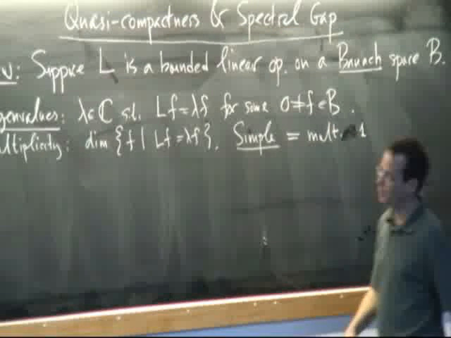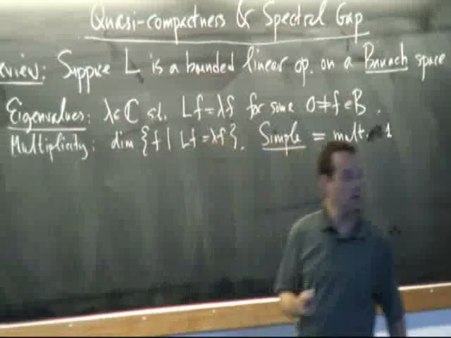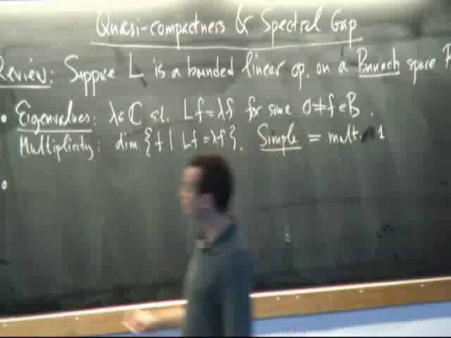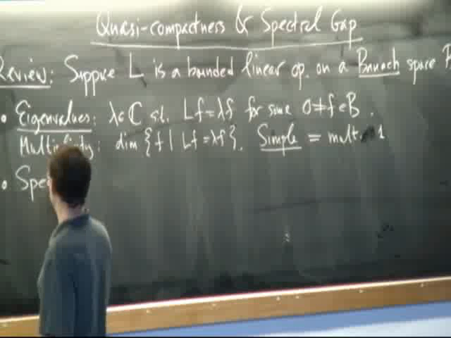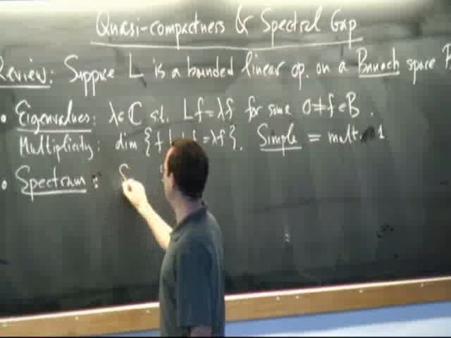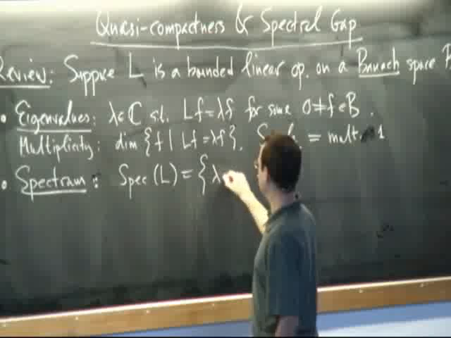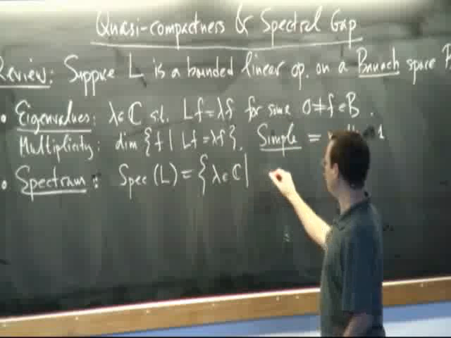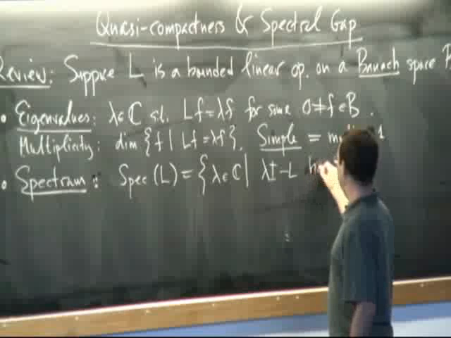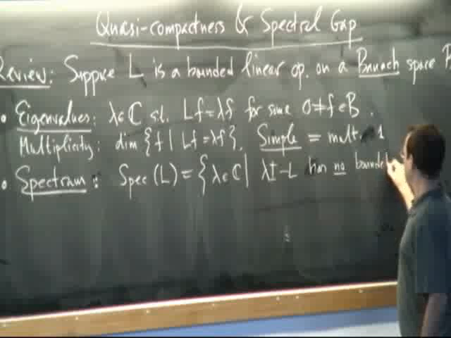Okay? Now, the reason I'm mentioning eigenvalues is because I want to contrast it with the notion of spectrum, which is different in infinite dimension. The spectrum is defined to be the set of all lambdas for which the operator lambda I minus L, where I is the identity, has no bounded inverse.